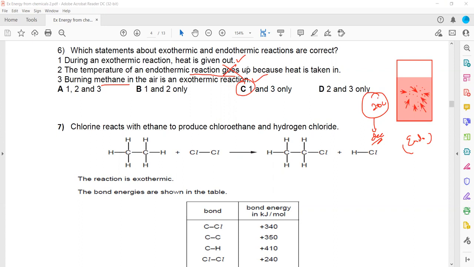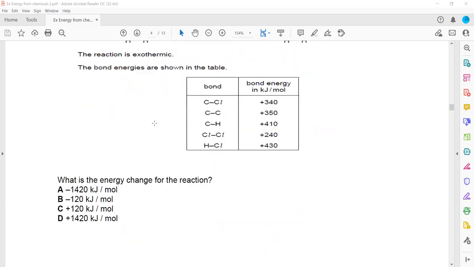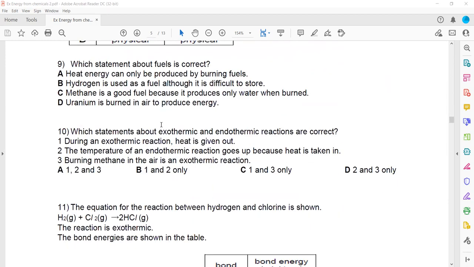Is this question clear? Another question. The energy change we already calculated in the last part.